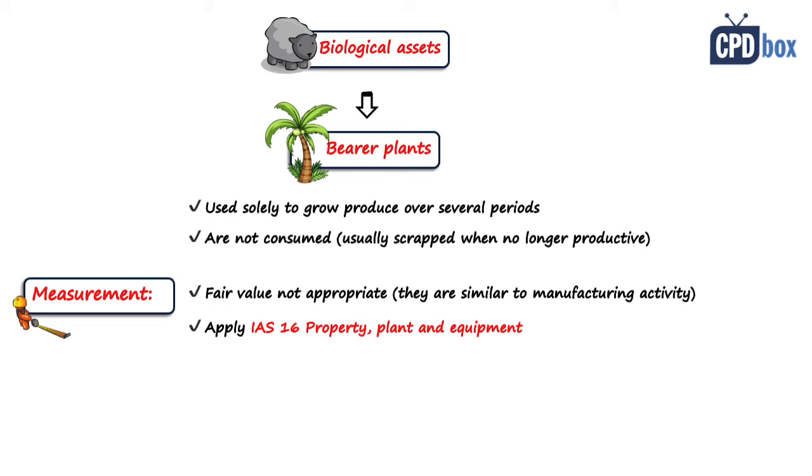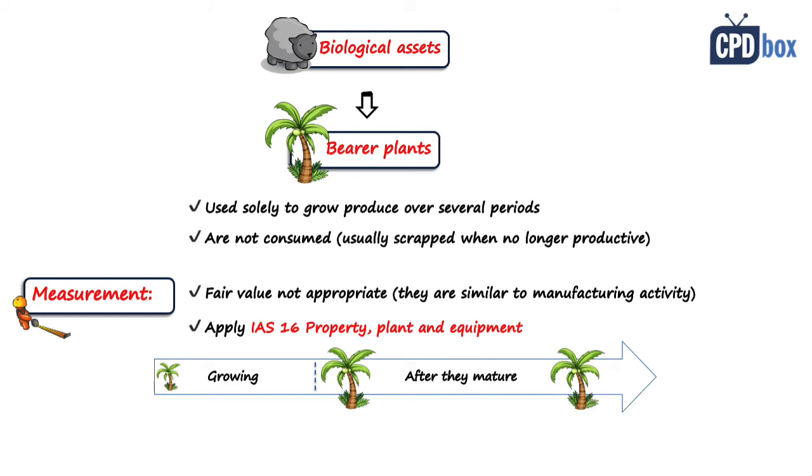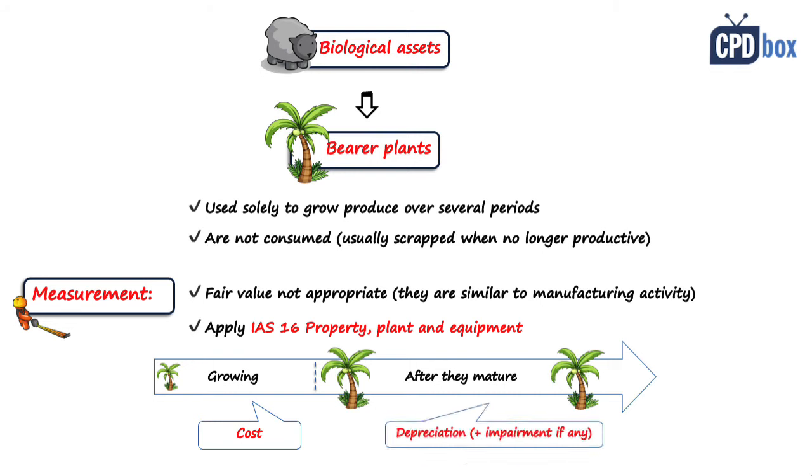So what does that mean in practice? Let's draw the lifetime of a coconut tree as an example, and we can divide it into 2 parts. The time when the tree is growing until it is mature, and the time when it is mature and produces coconuts. Until it is mature to produce, it is measured at cost. And after it matures and starts to produce, then we need to start charging the depreciation and impairment losses if there are any. Careful about coconuts.